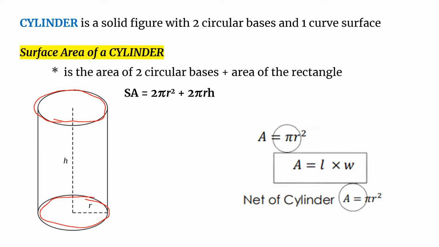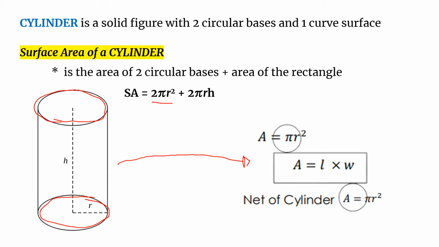That's why symbolically that is equivalent to 2 pi r squared. Kasi before, in getting the area of a circle, di ba pi r squared ang formula. Since dalawa itong bilog, kaya nagkaroon ng 2 tapos pi r squared. And for the area of a rectangle, that is 2 pi r h. So that's why to get the surface area of a cylinder, that is equivalent to 2 pi r squared plus 2 pi r h.